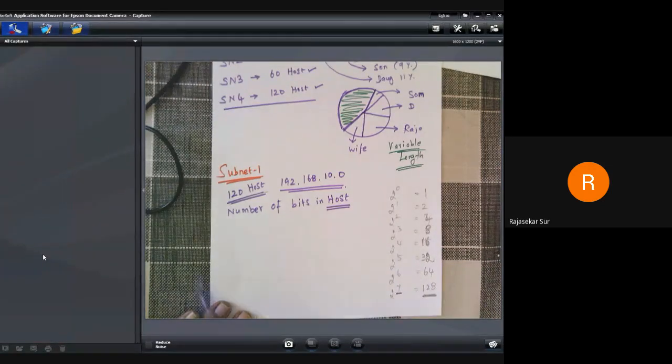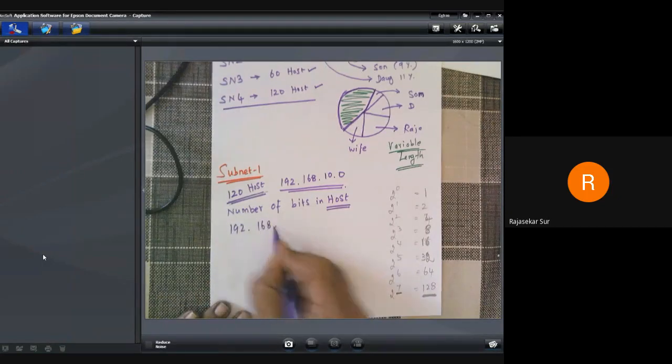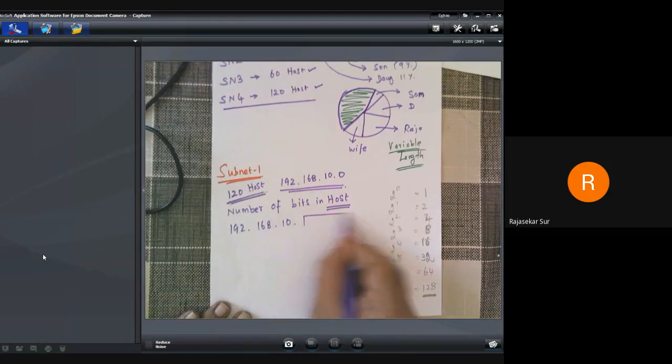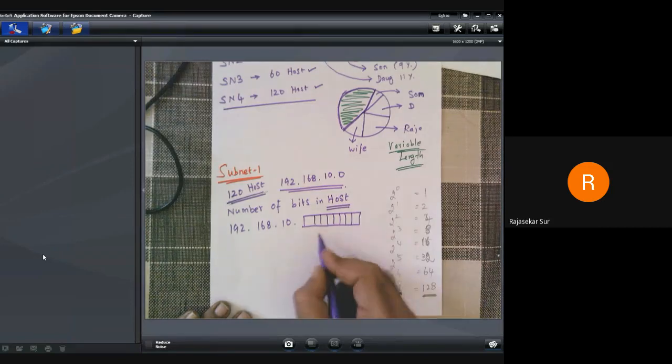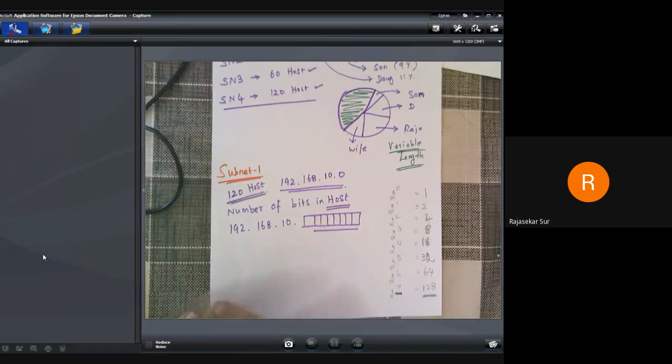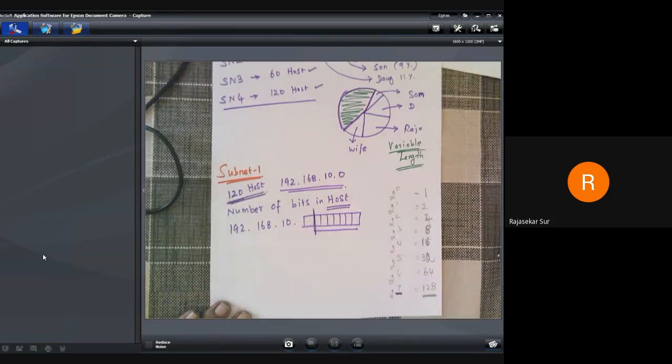So what I'm doing is, see, 192.168.10 dot. Here we have 8 bits: 1, 2, 3, 4, 5, 6, 7, 8 bits. If you have 7 bits in the host, it is enough. You can have 120 hosts. So only 1 bit you have to borrow.